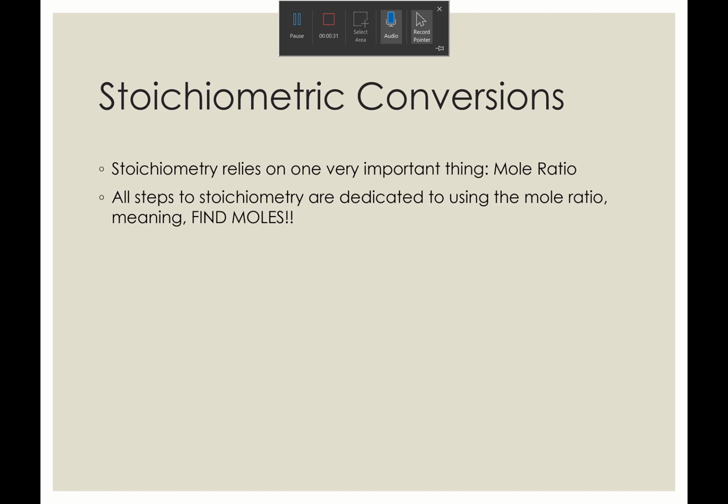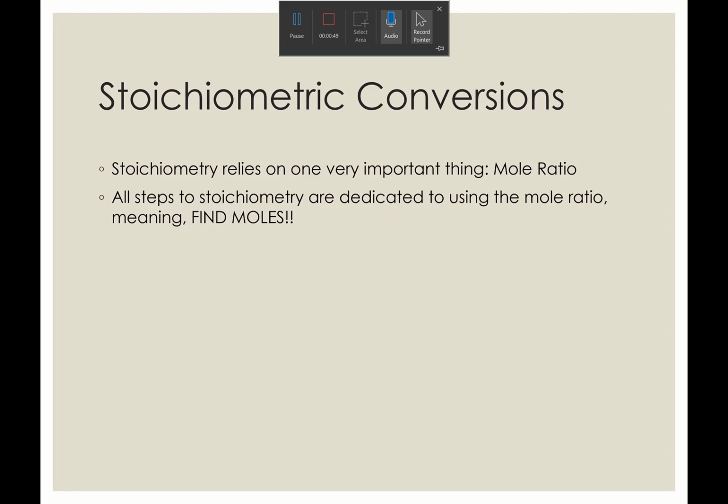So a helpful idea to always think about when approaching stoichiometric conversions and these types of problems is thinking you've got to find your moles, because you really can't do anything in terms of relating chemical quantities without moles and that mole ratio. And the mole ratio would only work for moles.